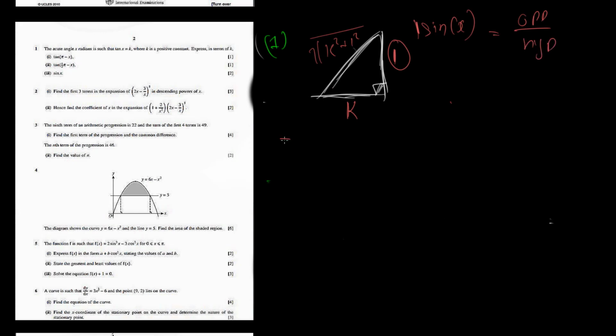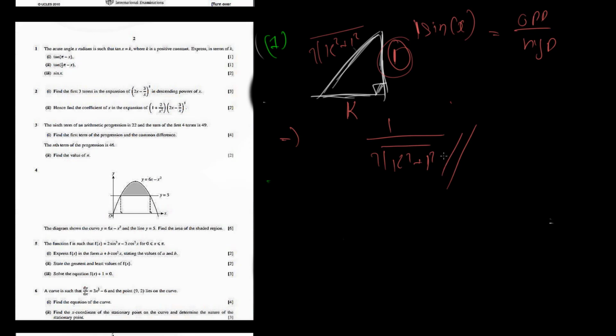So I can rewrite this entire term as opposite over hypotenuse. Opposite is 1, so therefore it will be 1 over hypotenuse. Hypotenuse is k squared plus 1 squared, sorry. That's it. There's your answer right there. You'll get 2 marks for that.